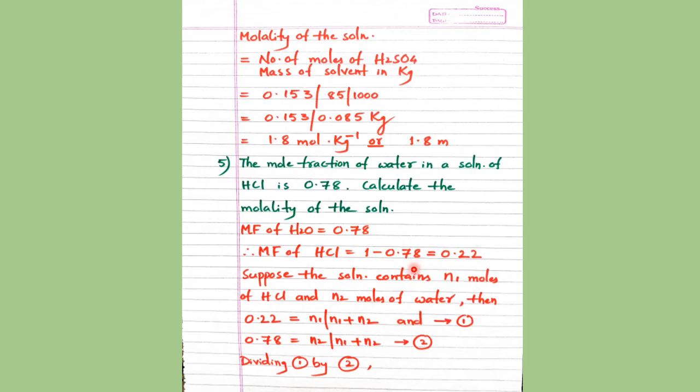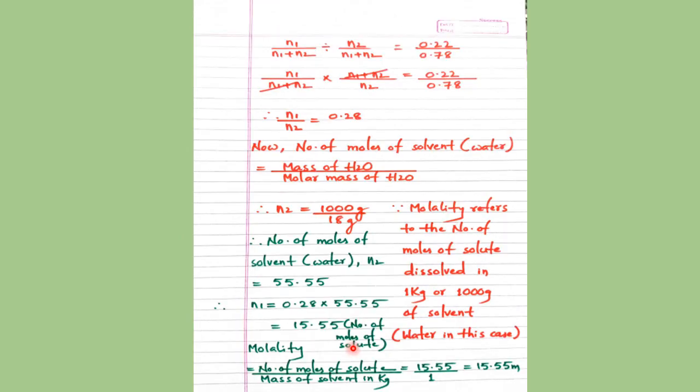Suppose the solution contains N1 moles of HCl and N2 moles of water. Then the mole fraction of HCl equals N1 upon N1 plus N2, the number of moles of this by total moles. Similarly, the mole fraction of the other one is N2 upon N1 plus N2. For rearrangement, we will divide one by the other. After simplification, N1 upon N2 equals 0.28.